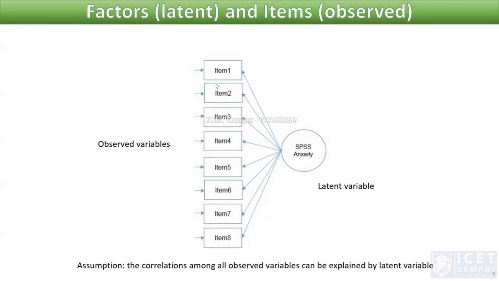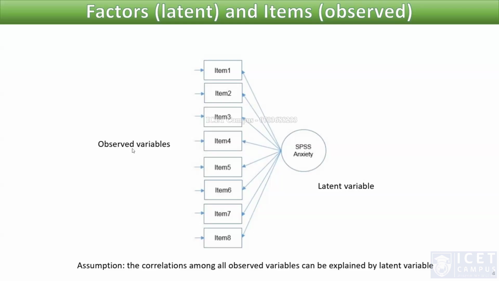So we use standard questionnaires, because we need to validate those questionnaires. In those questionnaires there are some questions. Those are the observed variables. Using the answers to the observed variables, we can actually find these latent variables. The correlations among all observed variables can be explained by the latent variable. I think you have the idea.